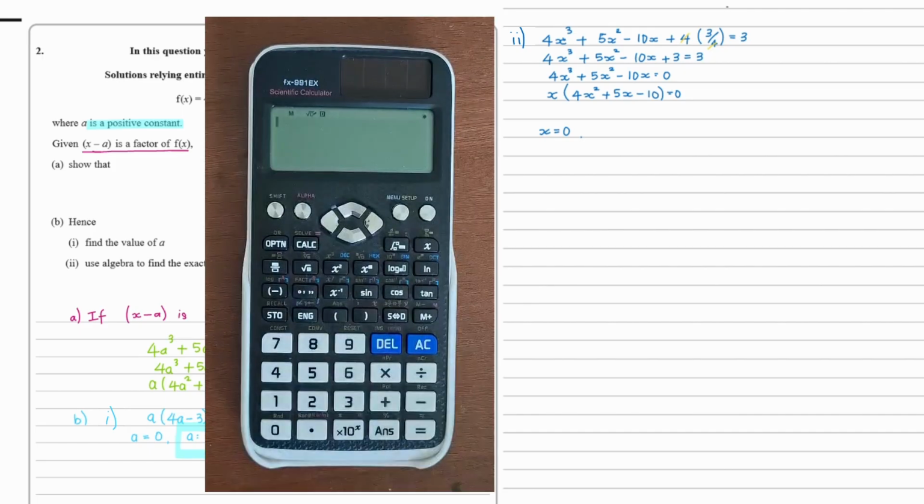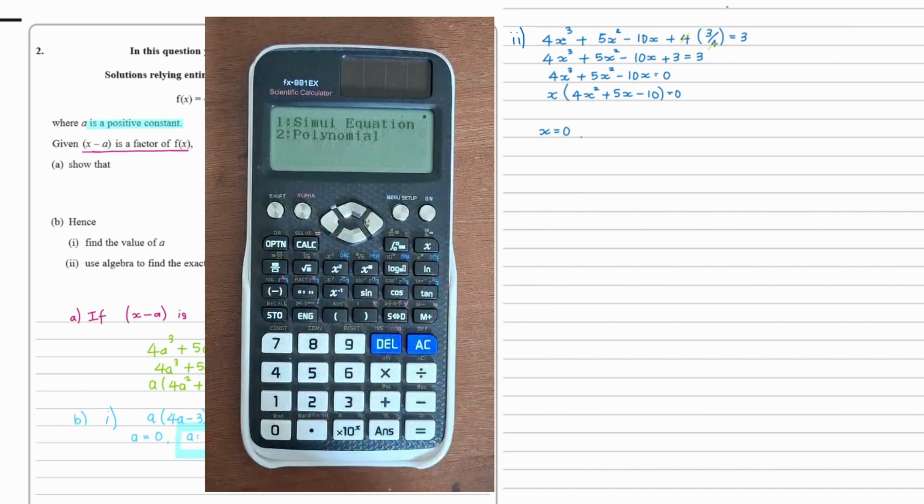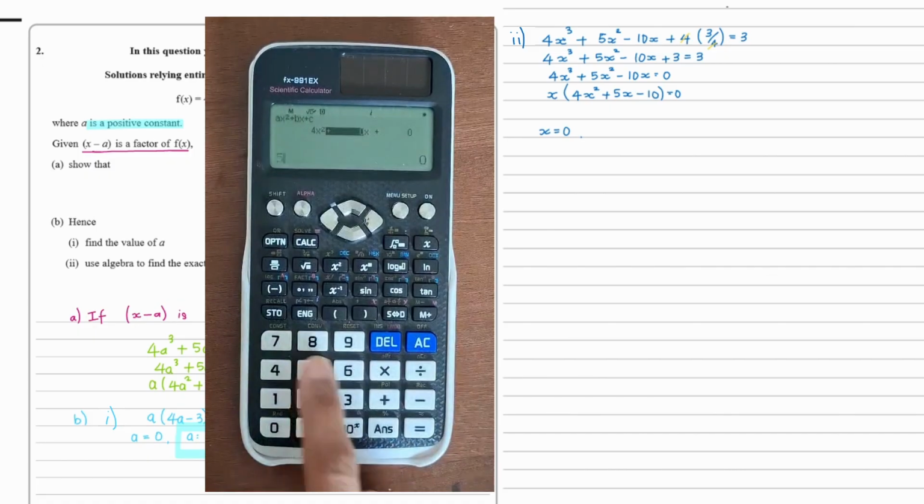So on our calculators, we can go to menu and we could go down to equation. We can then choose polynomial equation. And because we have a quadratic equation, we will select degree 2. Our a value is 4. Our b value is 5. And the c value is negative 10.